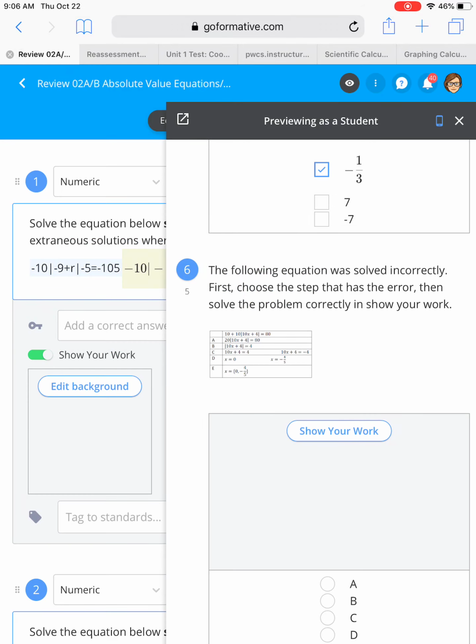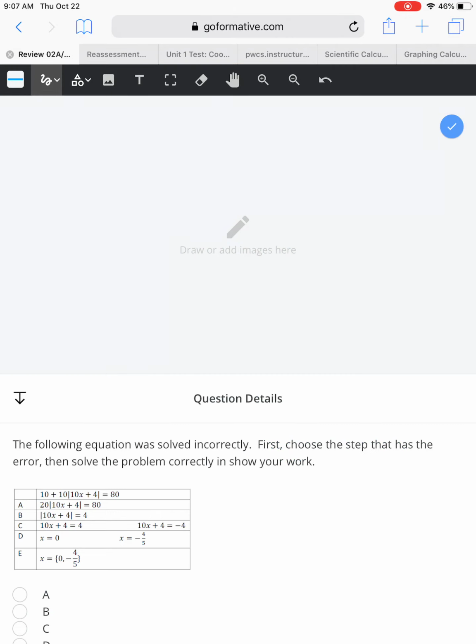So 10 plus 10 absolute value. Okay. And I will fix this in post because there's an issue here, and it would be really helpful for you to actually have that. All right, so give me just a second. I apologize for that.